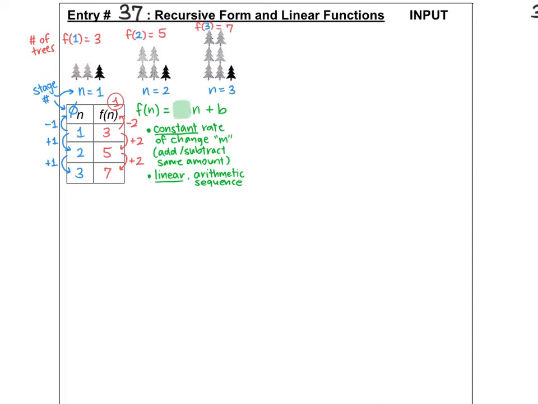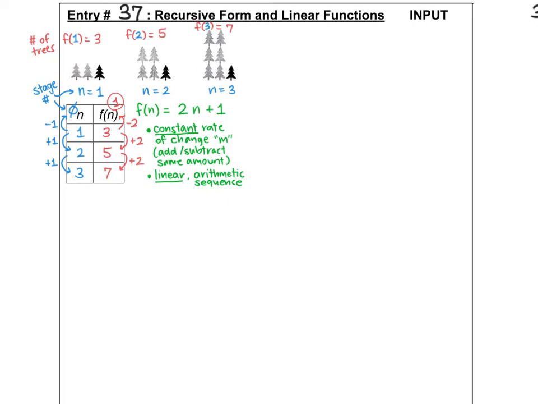For our slope, our constant rate would be the 2 trees per one stage, so 2 over 1 or 2. And then instead of b, we would replace that with our y-intercept, which we found by going backwards to stage 0 and finding that initial starting point with just one tree.